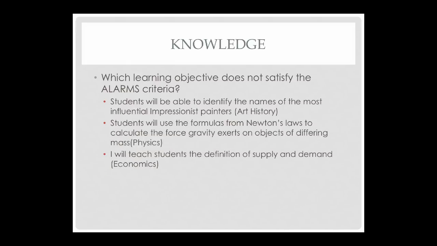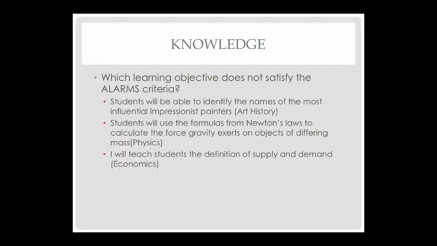Now that we've looked at the types of learning objectives and the traits of useful objectives, let's classify and evaluate some learning objectives, and then start thinking about assessment and alignment. Revisiting our knowledge learning objectives from earlier, which of these 3 objectives don't satisfy the ALARMS criteria? Why don't you pause the podcast here and try to figure it out for yourself?